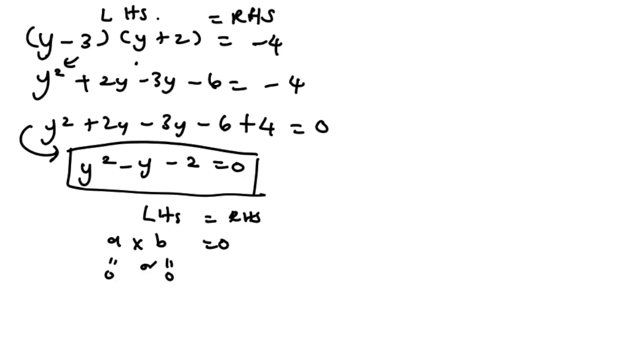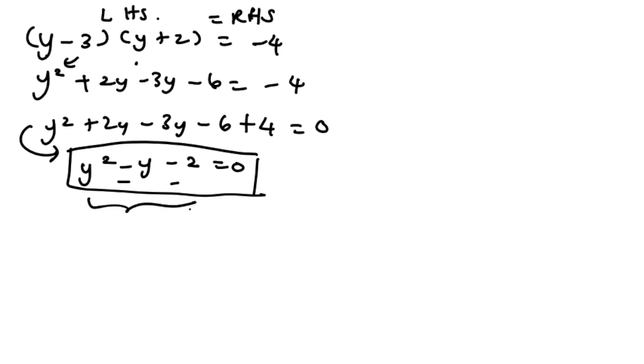Okay, so in this case, as you can see here, the quadratic equation that we have is not in terms of a times b equals 0. It's y squared minus y minus 2. So we may need to factorize the left hand side here.